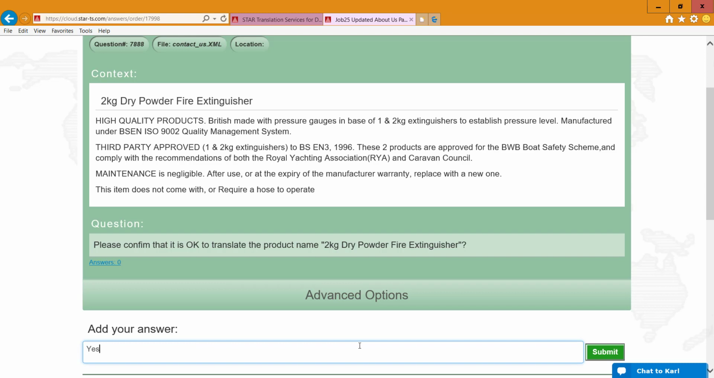Yes, please translate, as this is a descriptive name. And we hit the submit button.